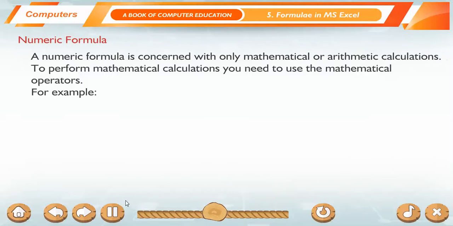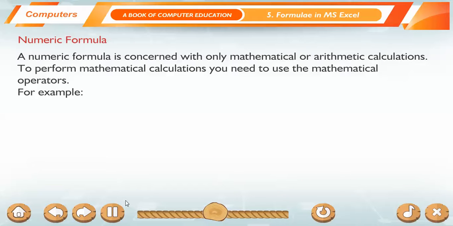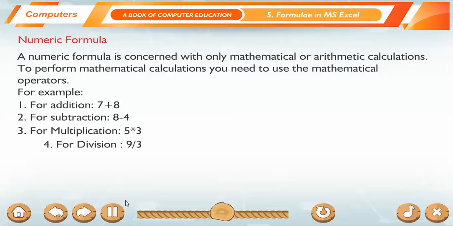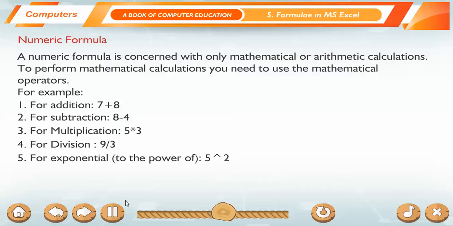Numeric formula. A numeric formula is concerned with only mathematical or arithmetic calculations. To perform a mathematical calculation, you need to use the mathematical operators. For example, for addition, 7+8. For subtraction, 8-4. For multiplication, 5*3. For division, 9/3. For exponent, 5^2, that is, 5 to the power of 2.